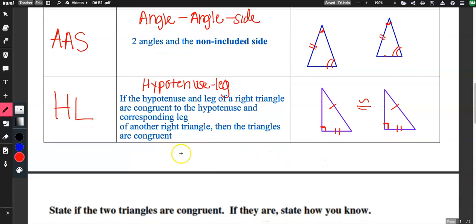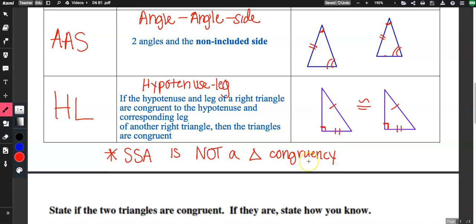The one thing I want to point out before we do a couple examples here, with all of these congruency statements, you'll remember them easier. We're going to use them a lot. But one of them that's not included, that is often mistaken as being included, is SSA, side-side angle. It is not a triangle congruency, at least not yet. If you take pre-calculus, then you start to talk about this one because this one has a whole bunch of other stuff going on.